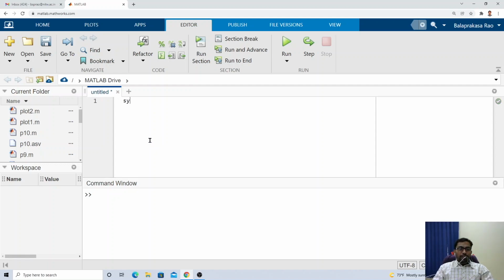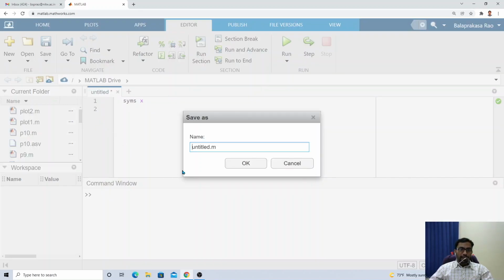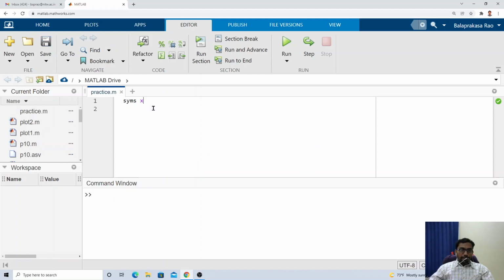Matlab supports something called symbolic variables. So syms, you can define symbolic variables. Syms x means we have defined a symbolic variable. First let me save this file as practice. Let me overwrite this file every time. So we have defined a symbolic variable. Now let us solve a simple algebraic equation.